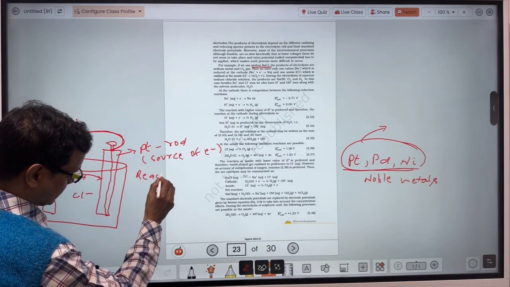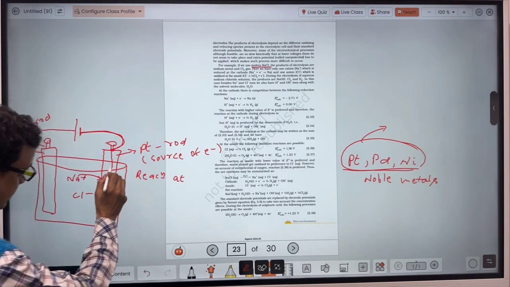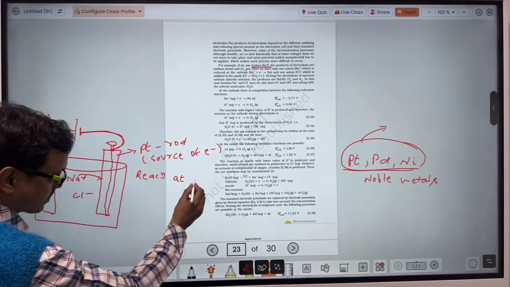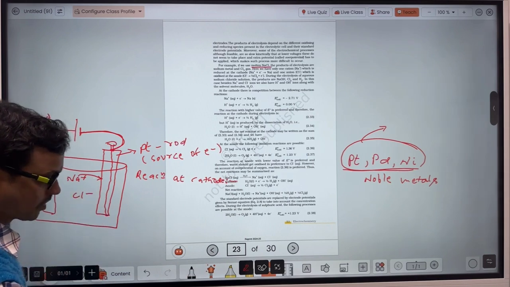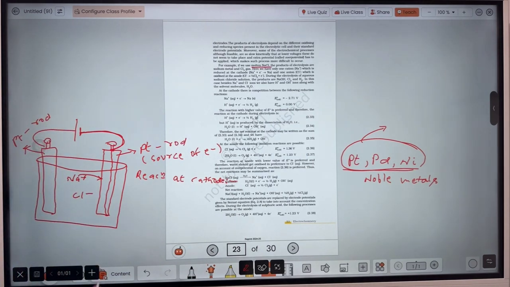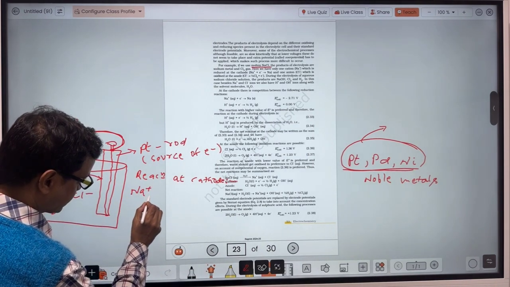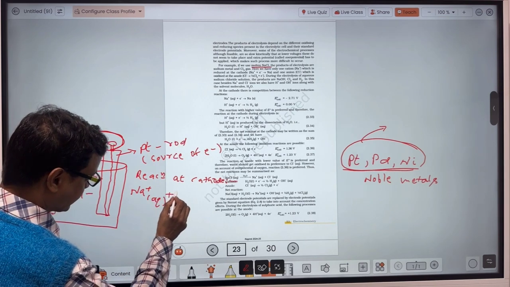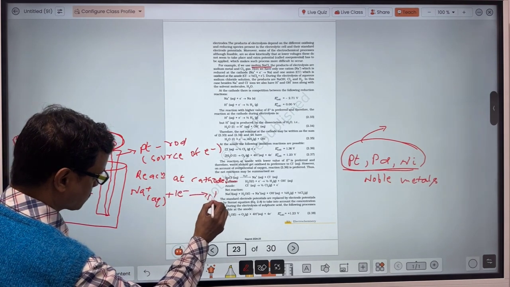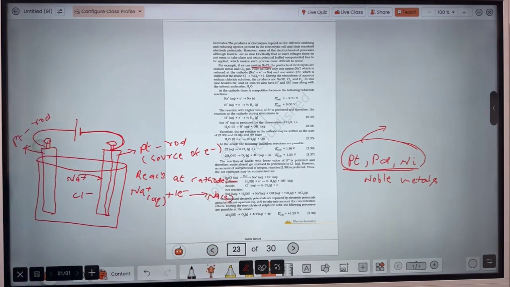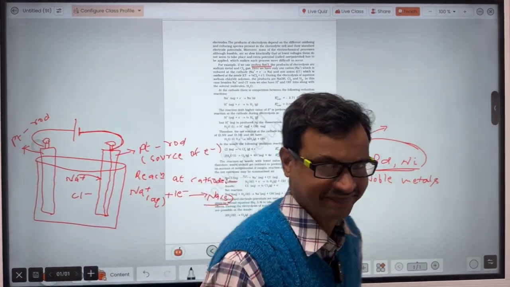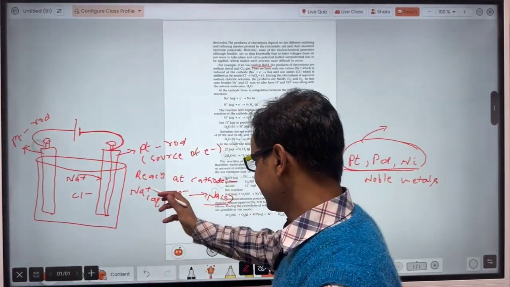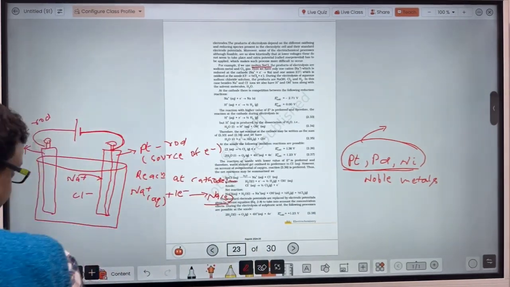Here the cation is coming, so it is the cathode. Where the cation gets deposited is called the cathode. So Na plus, which is in the aqueous state, will gain one electron and convert to a sodium atom, which will deposit at this rod and exist in the solid phase. So that is the reaction at the cathode, and what will be the reaction at the anode?